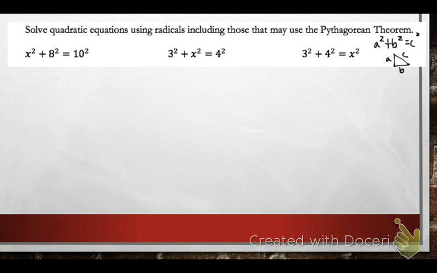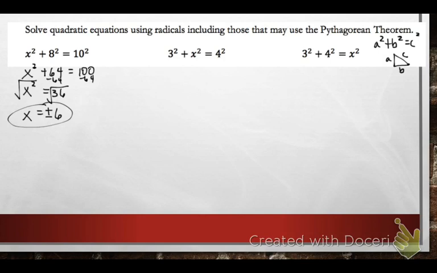x squared plus 8 squared, so let's rewrite that as 64 equals 10 squared, so we can rewrite that as 100. Now let's just get the x squared by itself by subtracting our 64 from both sides, which will give us 36. Then we need to take the square root of both sides to work backwards, and when we introduce a square root into the problem, we give both answers, the positive and the negative.